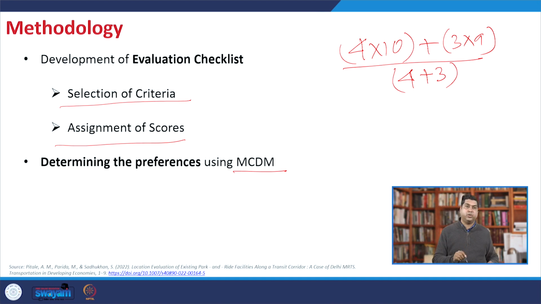So score is also important. One is criteria and then the score. So that's what we have picked up in this particular study.